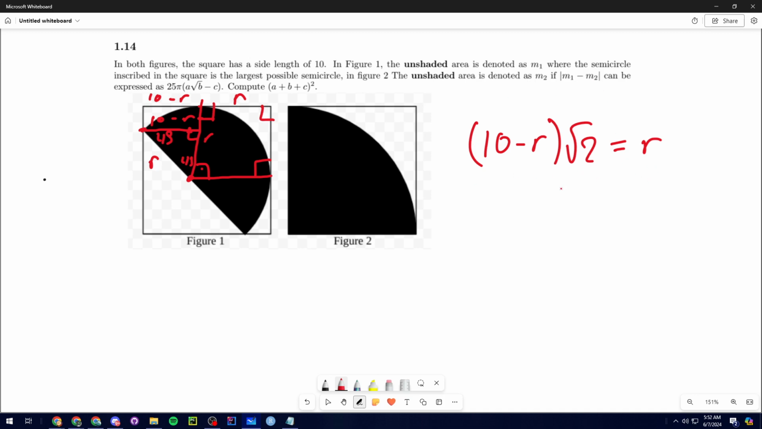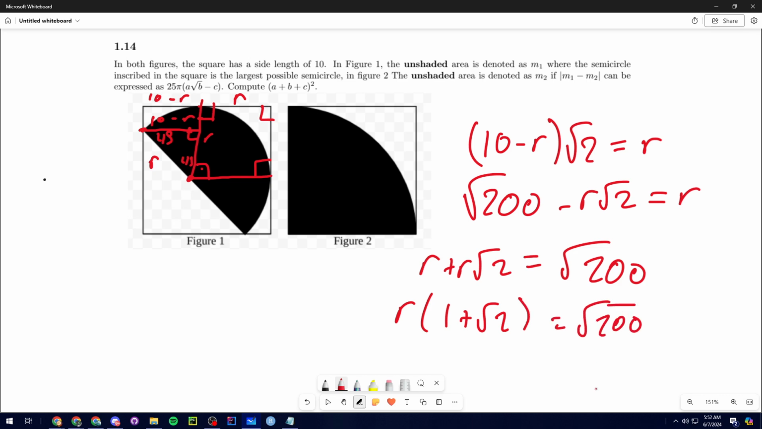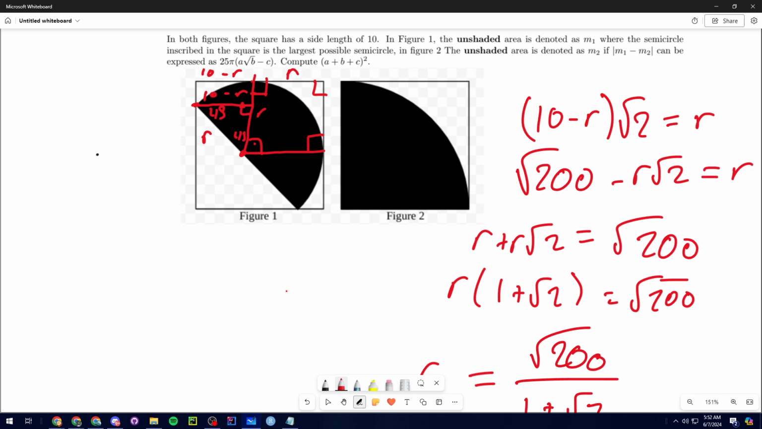Once you get to this, it's a lot easier to do, because now you just solve for r. So root 200 minus r root 2 is equal to r. So r plus r root 2 is equal to root 200. Factoring that out, you get this. And then, okay, a lot of work, and we got an r.